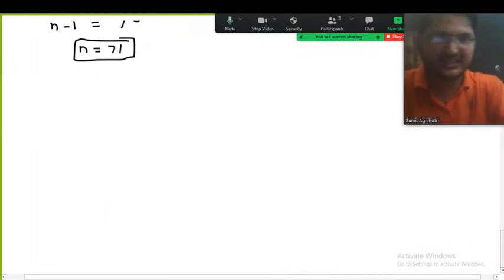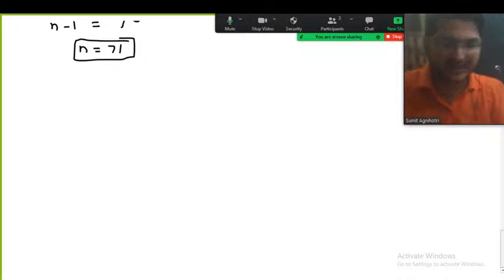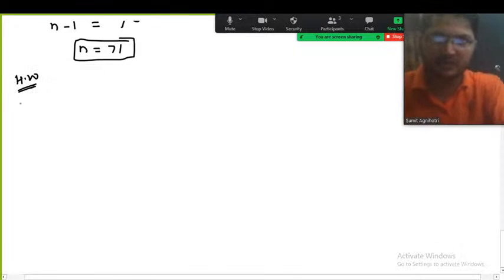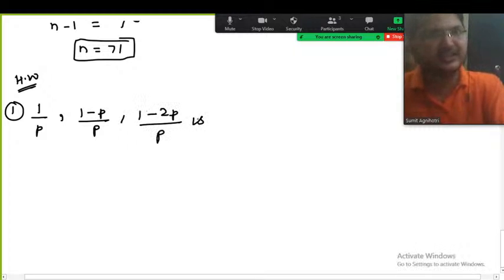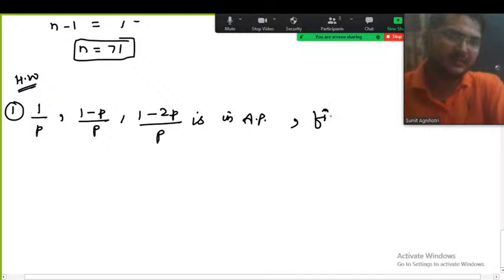Okay, I'm now presenting some AP questions in front of you as your homework. Please note them and try to solve them. The first question that I want you to solve is: you are given the sequence 1 over p, (1 minus p) over p, and (1 minus 2p) over p, and it is given in the question that it is in AP, and they want you to find the common difference.